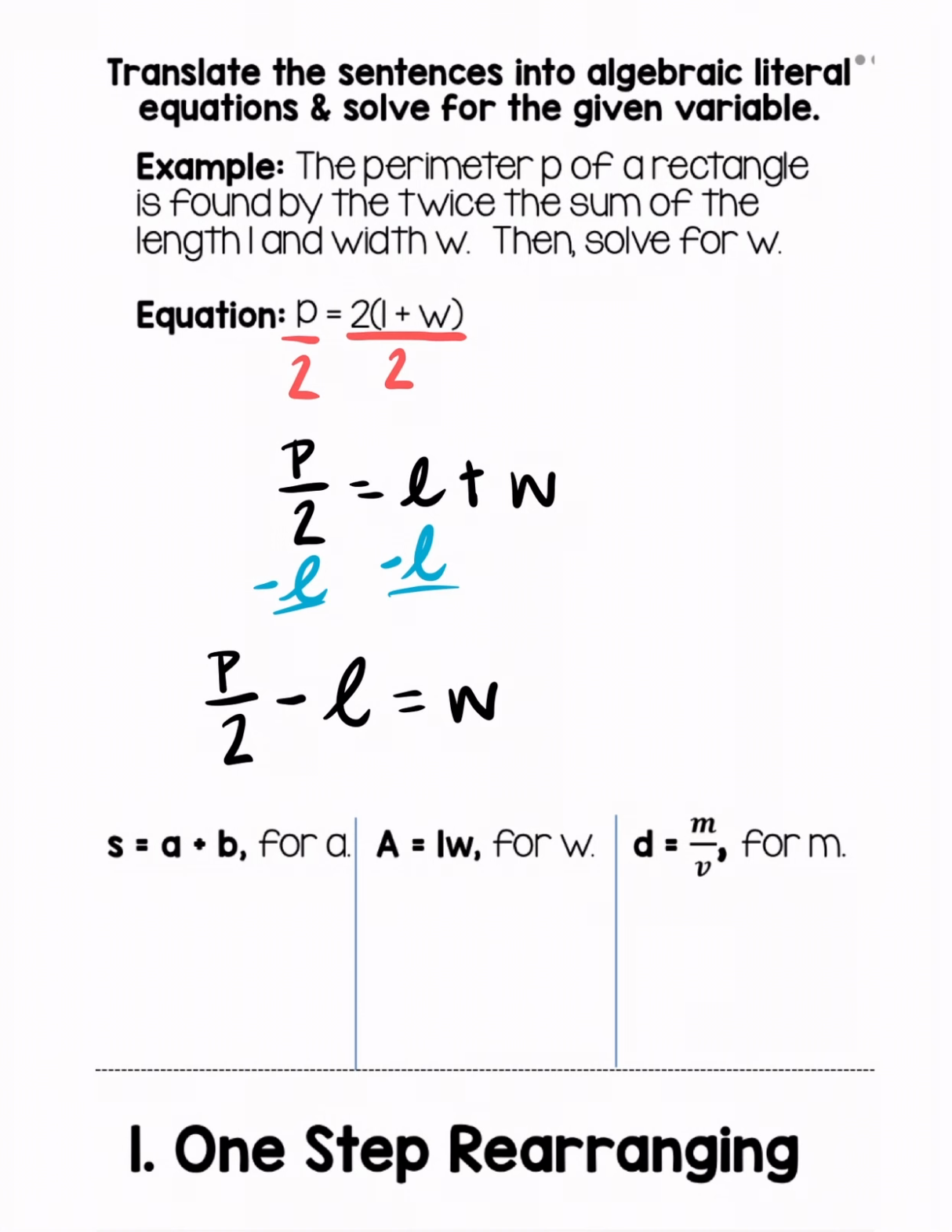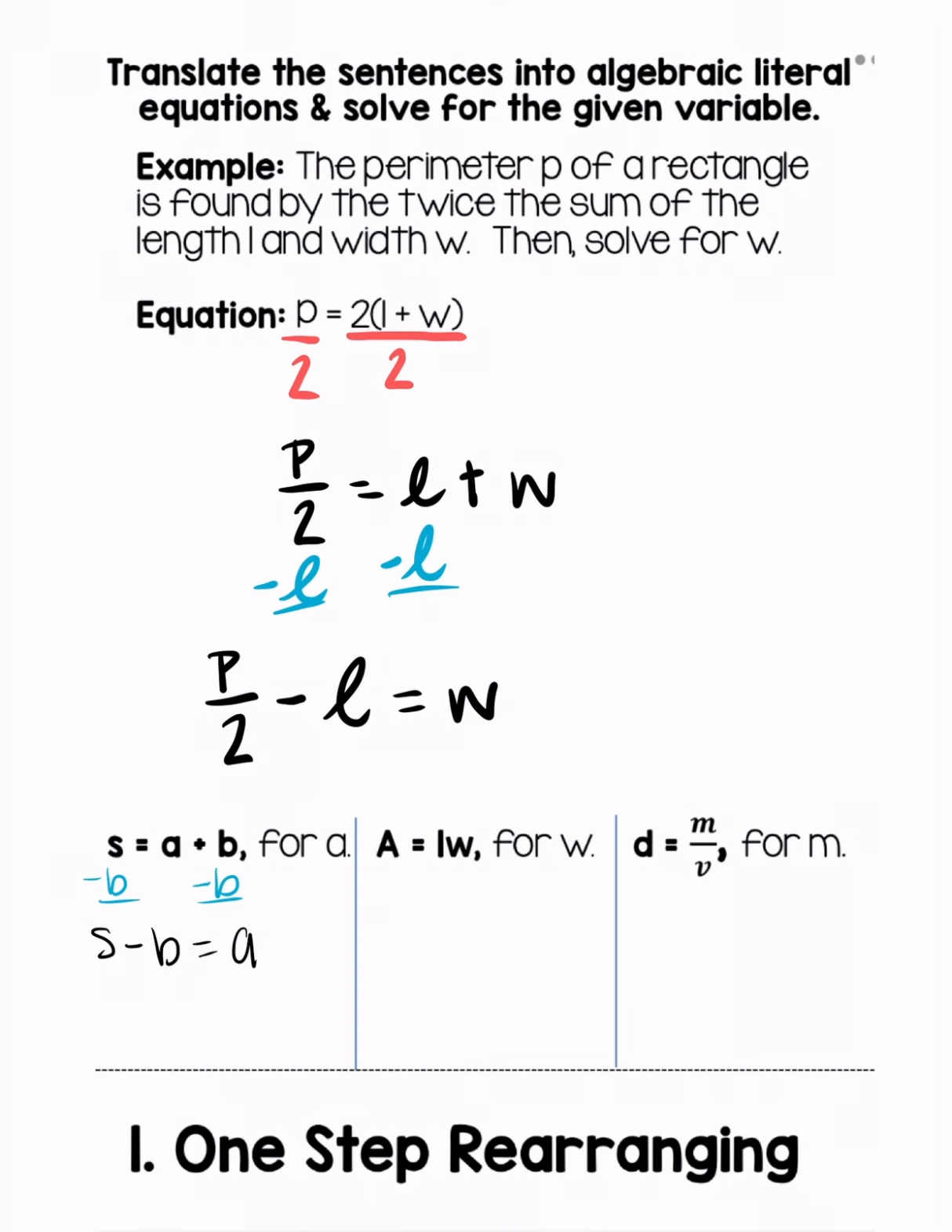Now that one's kind of a more complicated one than the ones we're going to be working with for this first section. So we're going to go down to this first one. So S equals A plus B, and we want to solve for A. So A has plus B with it. So we have to do the opposite to get rid of it. So we're going to subtract B on both sides. Now, S and B cannot be combined. So S minus B is equal to A. Ta-da, we solved for A.